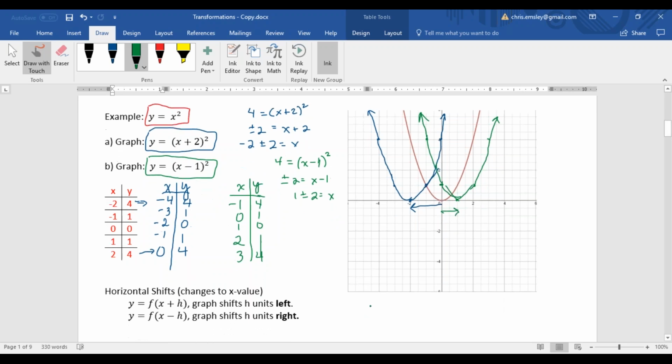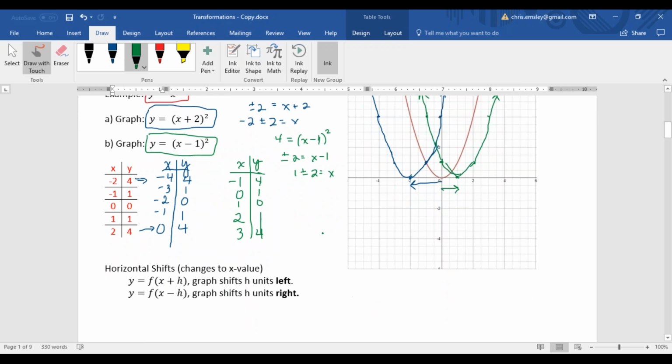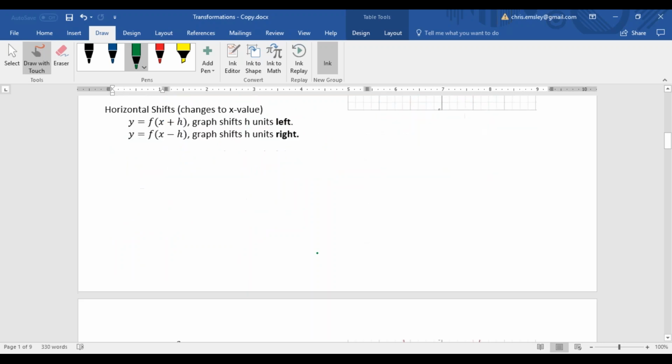Okay, so in summary, what we have going on here, we call these horizontal shifts. And that means the x values are changing, not the y values. And anytime we have something that's in the form f of x plus h, we have a plus of constant inside our function, that graph is going to shift h units to the left. If we have f of x minus h, subtracting a constant inside our function, our graph is going to shift h units to the right. Okay, so we had vertical shifts and horizontal shifts.